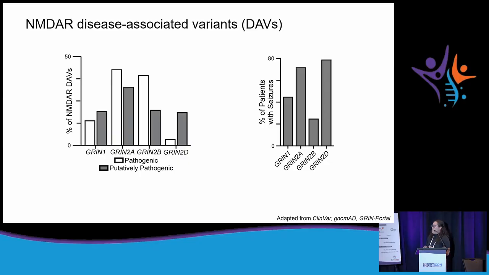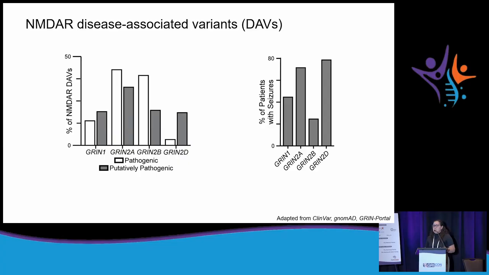And so what I'm showing here is for pathogenic and putatively pathogenic variants, I've focused in on missense variants, and I assess the proportion of positions along the gene for which missense variants have been identified. This shows that genes like GRIN2A and GRIN2B are much more likely to have these missense variants as opposed to GRIN1 and GRIN2D. And going off of that, the percent of patients with seizures who have variants in these genes differs per gene. So GRIN2A and GRIN2D tend to be highly associated with seizures in patients.